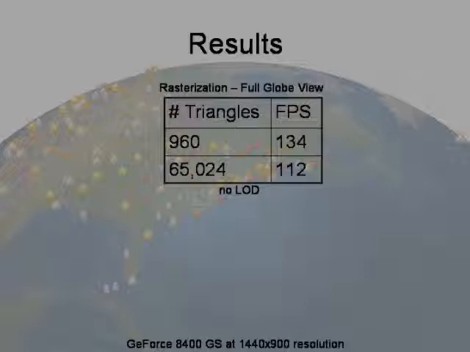Next, we compare the performance of our raycasting approach against the performance of rasterization. With rasterization, we received 134 frames per second for a coarse mesh and 112 frames per second for a finer mesh. These are best case numbers that do not include any CPU overhead or bus traffic that would be incurred from level of detail algorithms.